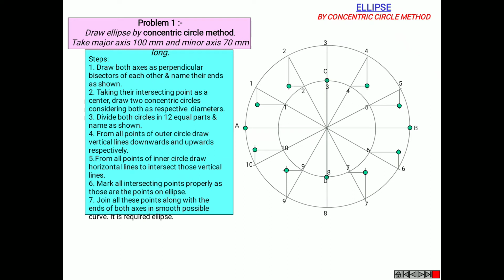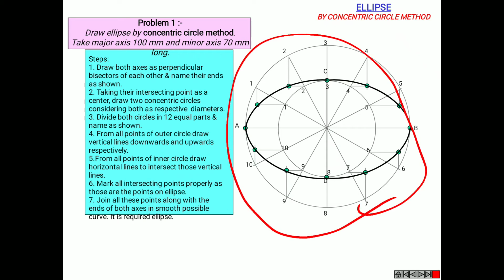Now join all these points along with the ends of both axes, with a smooth possible curve in order to get a required ellipse. So this is our ellipse by concentric circle method. Is it clear? This is our ellipse. Shall we see it again? Okay.